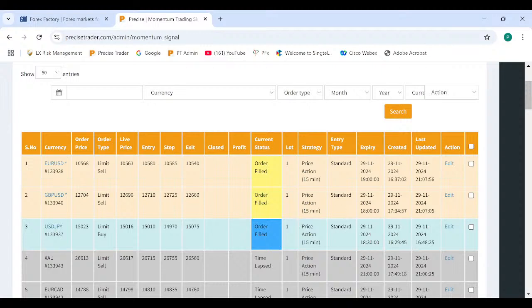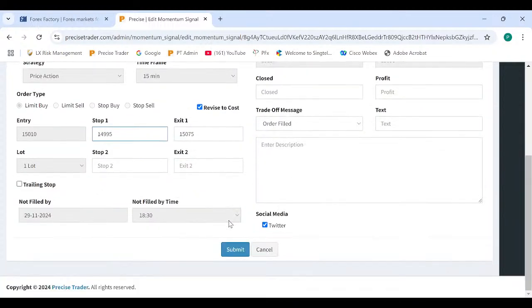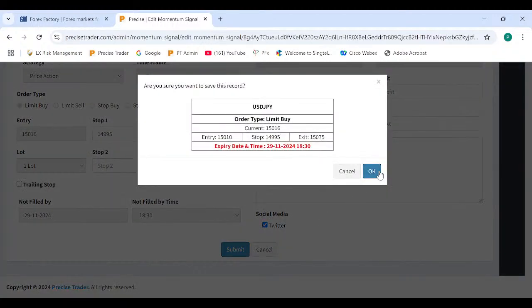Okay, finally, dollar yen. If you look into dollar yen, as long as the price is trading above 14985, and 14990, we should see the price pushing higher, and we should see at least 15070 or 80, 85. So on that note, for dollar yen, we are going to revise the stop to 14995. That means our risk is roughly only about 15 pips.